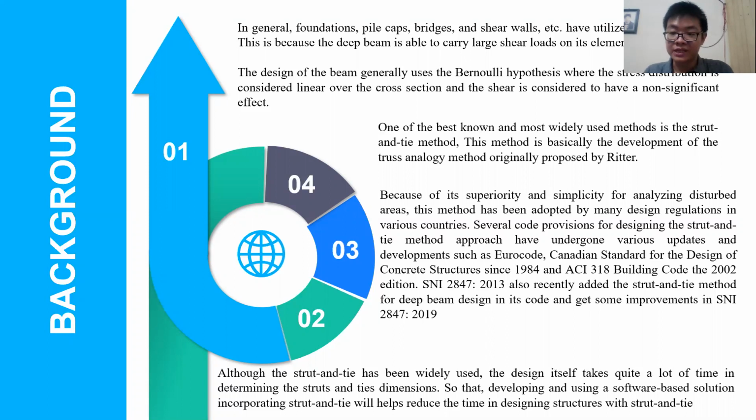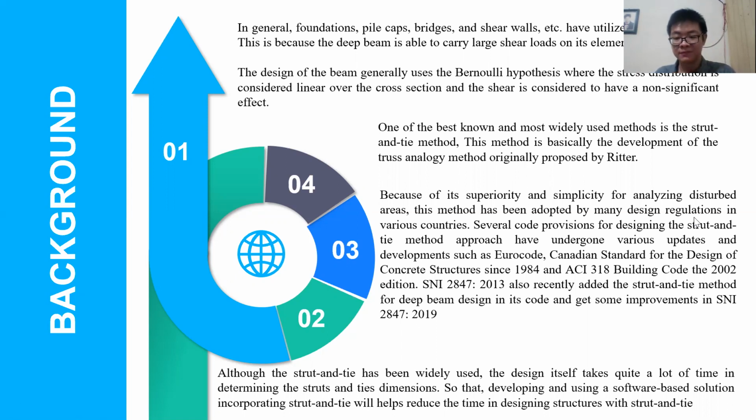Because of its superiority and simplicity for analyzing disturbed areas, this method has been adopted by many design regulations, including SNI. SNI recently added the Strut-and-Tie method for deep beam design in its code. Although the Strut-and-Tie method has been widely used, the design itself takes a lot of time in determining the strut and tie dimensions, so developing and using software based on this solution can help the design.